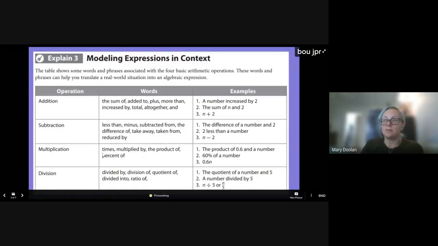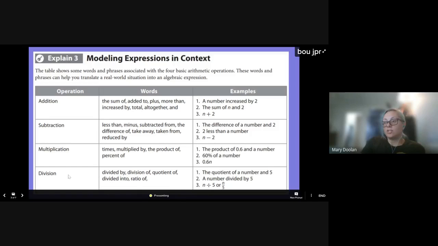Multiplication: times, multiplied by, the product of, percent of. The product of 6/10 and a number, 60% of a number, 6/10 n. These all mean the same thing. Those are all exactly the same thing.